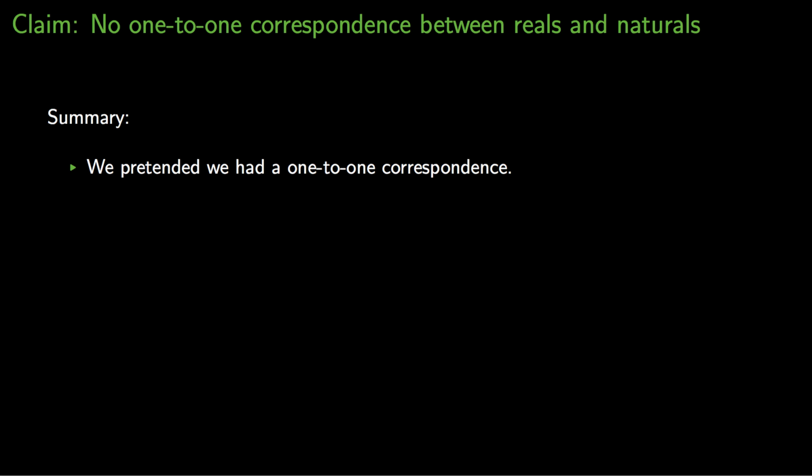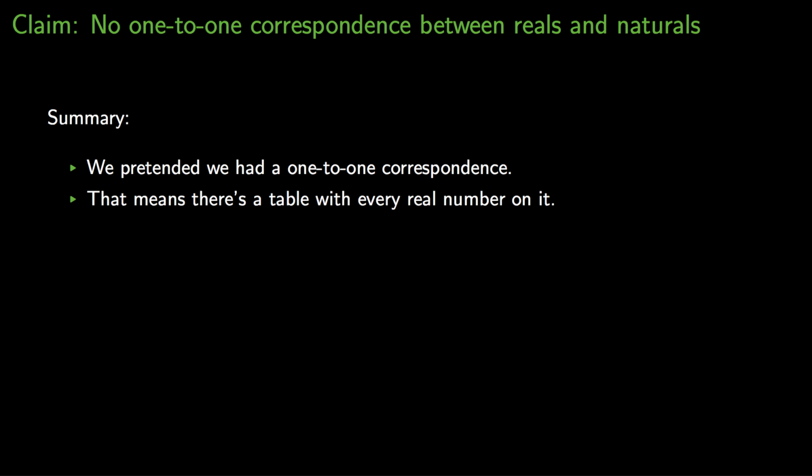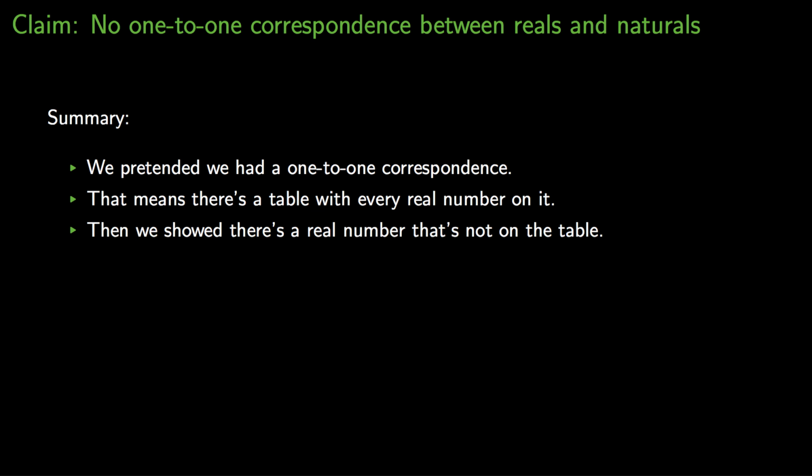So in summary, as a tidy list of steps, what are we doing to prove this? You pretend you have a one-to-one correspondence between reals and naturals. That implies that there will be a 2-column table, and the right column will have every real number in the world on it. Then, using the diagonalization process, we show that there's a real number that's not on the table.